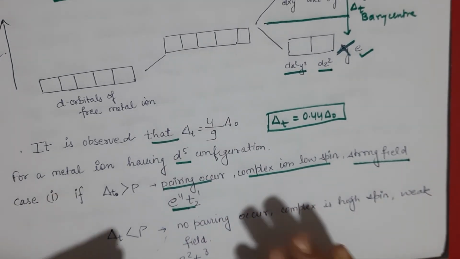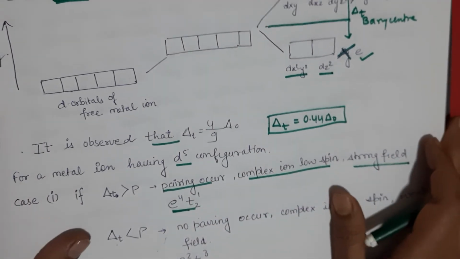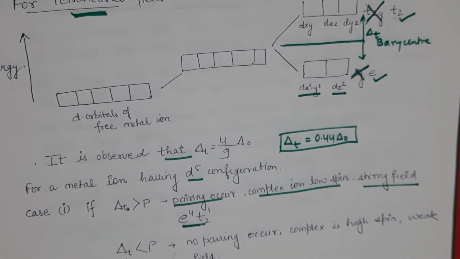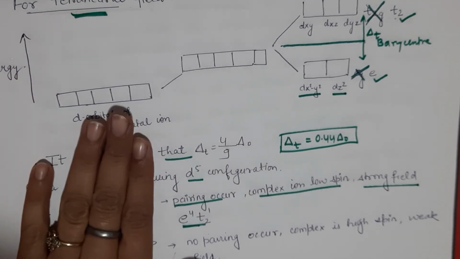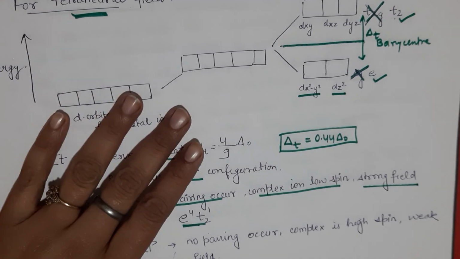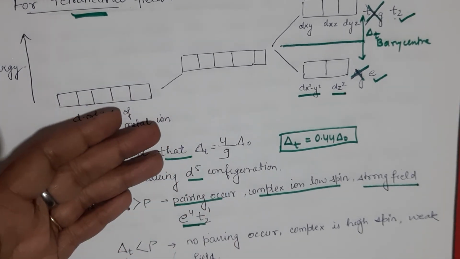So just you have to make sure that you are studying each and every point in this chapter, and you will definitely score better. So as we discussed in this video, the crystal field splitting energy of tetrahedral, octahedral, and also the valence bond theory, and to calculate the hybridization also.